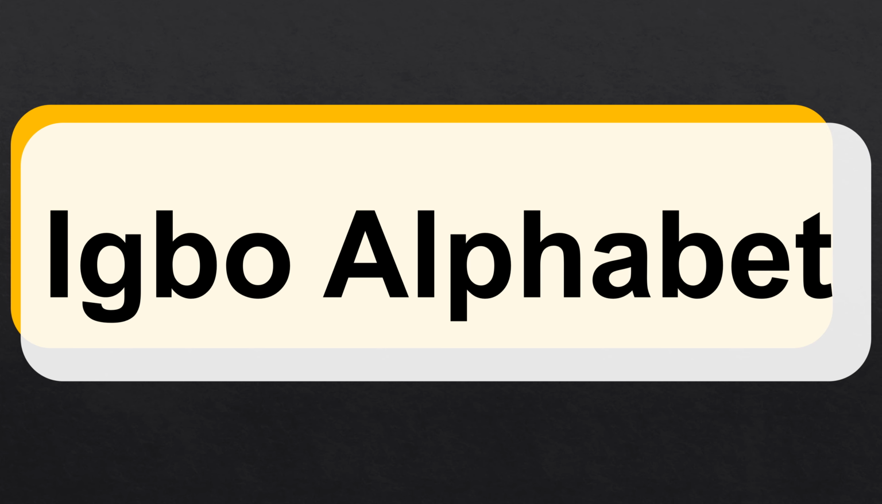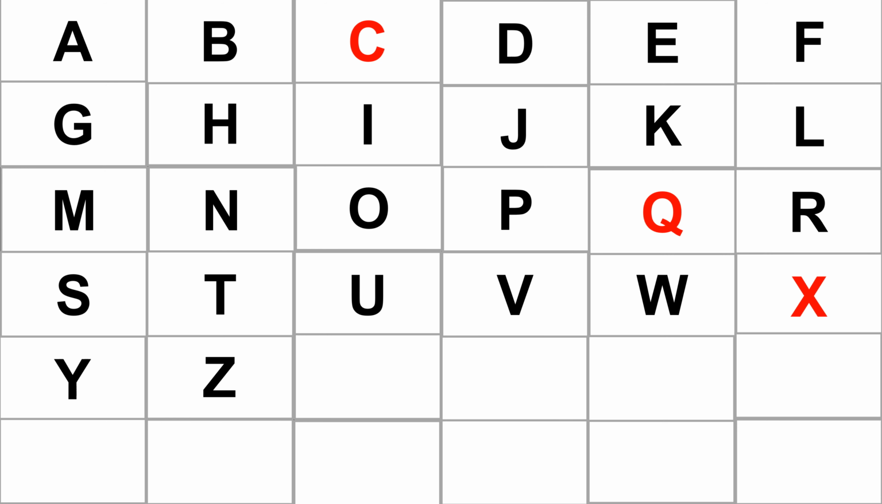Igbo alphabet. Let's start with the English alphabet. The English alphabet has 26 letters.